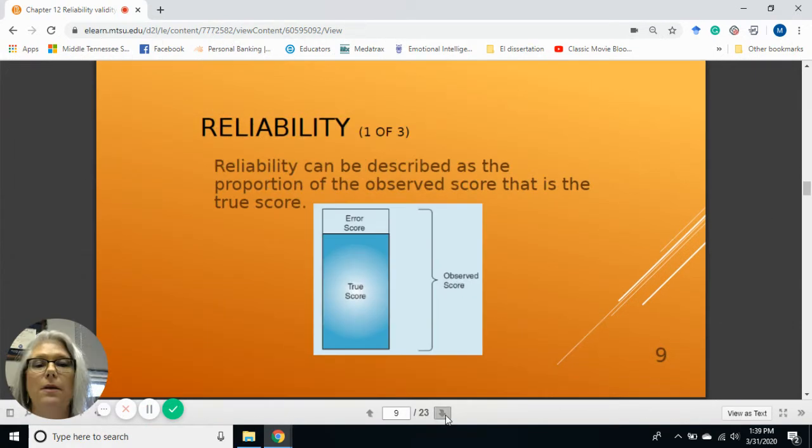Moving on to the next slide, reliability then. Reliability is the proportion of the observed score that is the true score, the accurate score, the true positive. So within this diagram here, we have a true score and then the observed score. There will always be some error in the scoring, so it's not 100% true score. There will always be a portion of it that will be an error score.